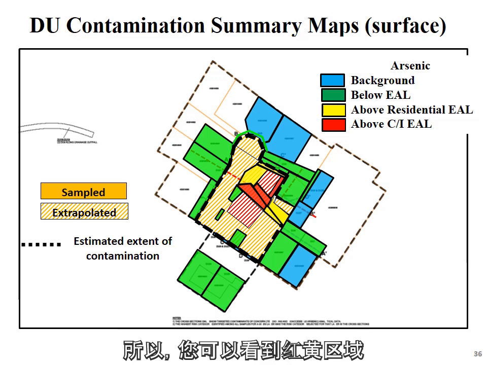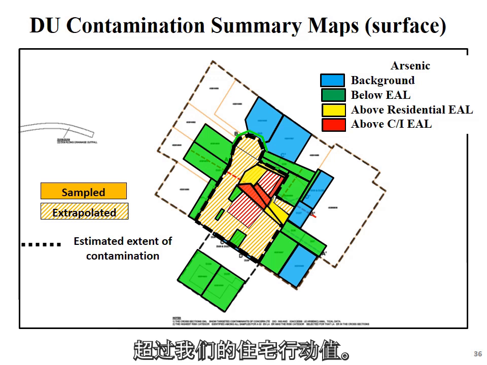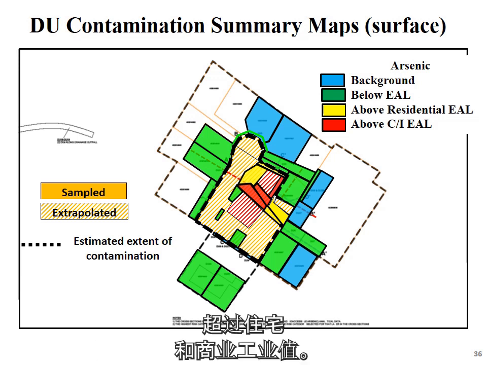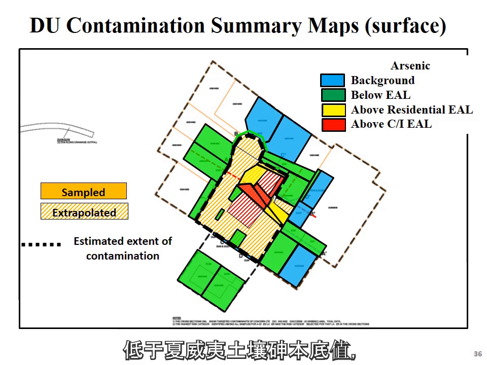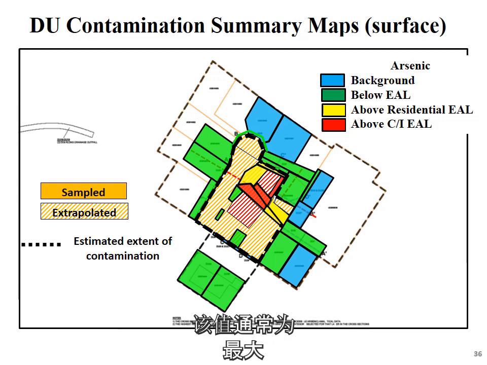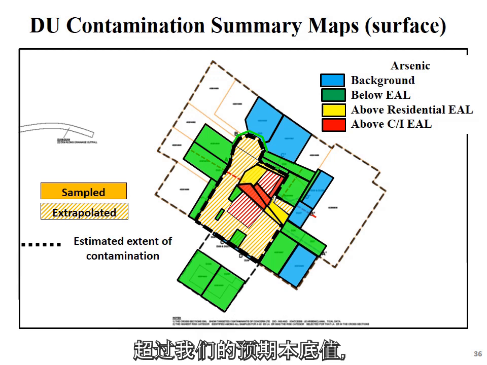So you can see the red, yellow areas where we found contamination above our residential action level, I guess yellow, and where it's in red it was above residential and commercial industrial. You see the surrounding lots here, either blue, for arsenic anyway, it was below our background level of arsenic in soil in Hawaii, which we use 24 ppm as typical background maximum. The green areas, there was a little bit of arsenic there above what we expect as background, but it was still well below levels of concern for residential exposure.